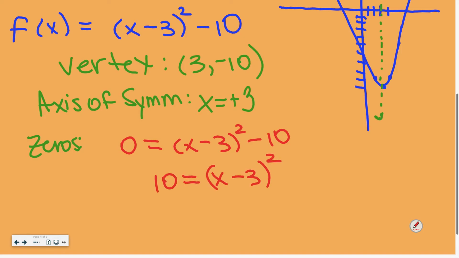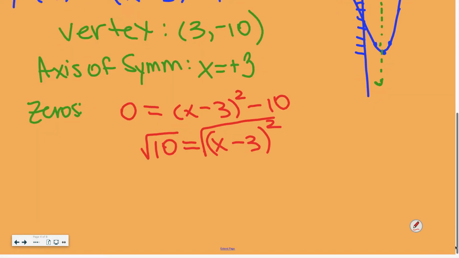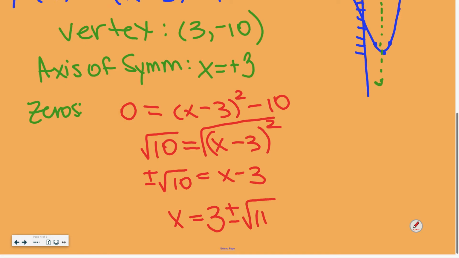Now we can square root both sides, which is what makes this nice. We move over that k value. We can square root both sides. Just don't forget that this would be plus or minus radical 10. So our zeros occur at 3 plus or minus radical 10.